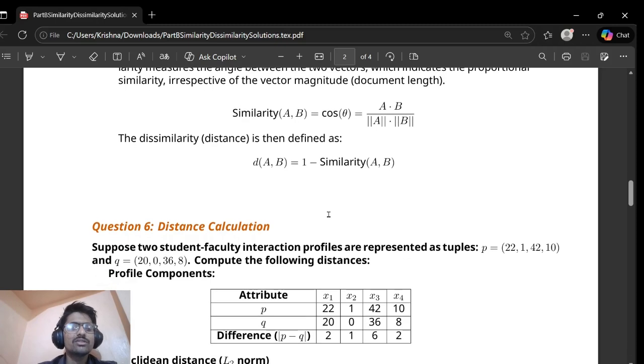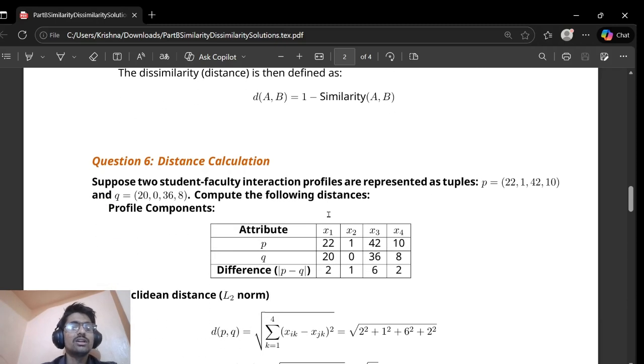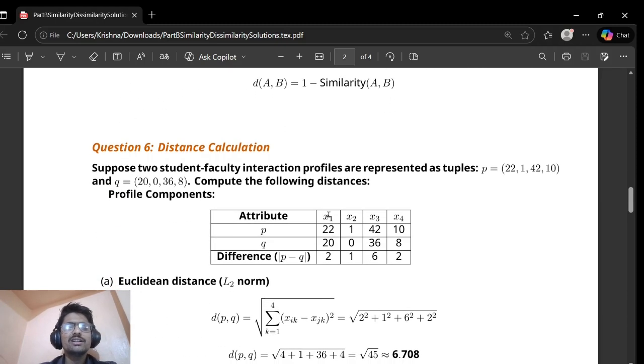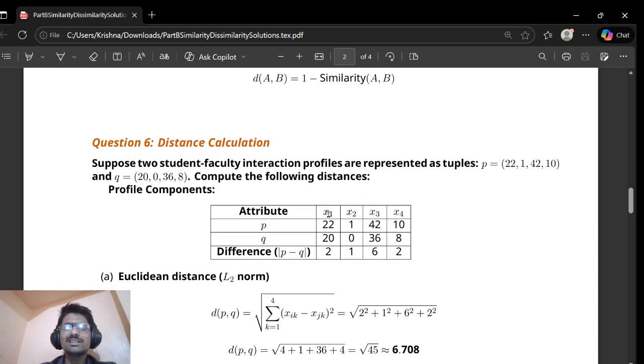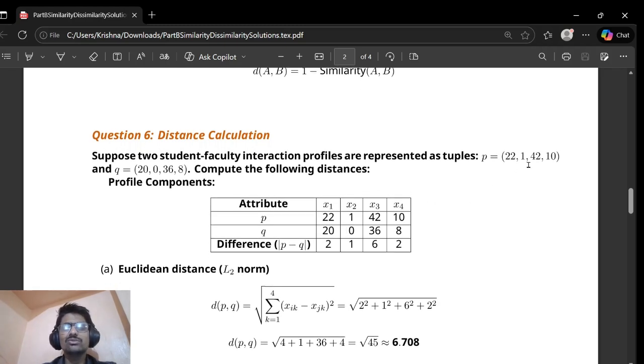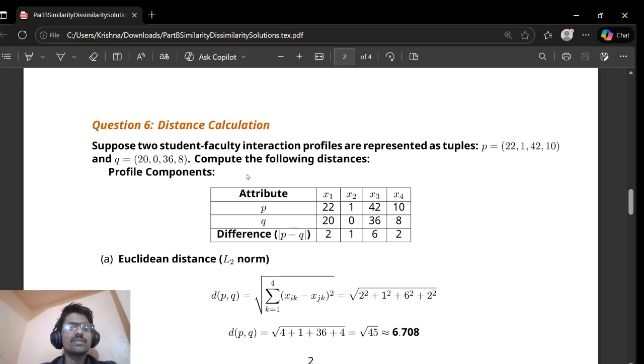Question 6: distance calculation. Suppose two students' faculty interaction profiles are represented as tuples P equals (22, 1, 42, 10) and Q equals (20, 0, 36, 8). Compute the following distances. Here is the attribute, here are x1, x2, x3, x4, and here is the difference between them.